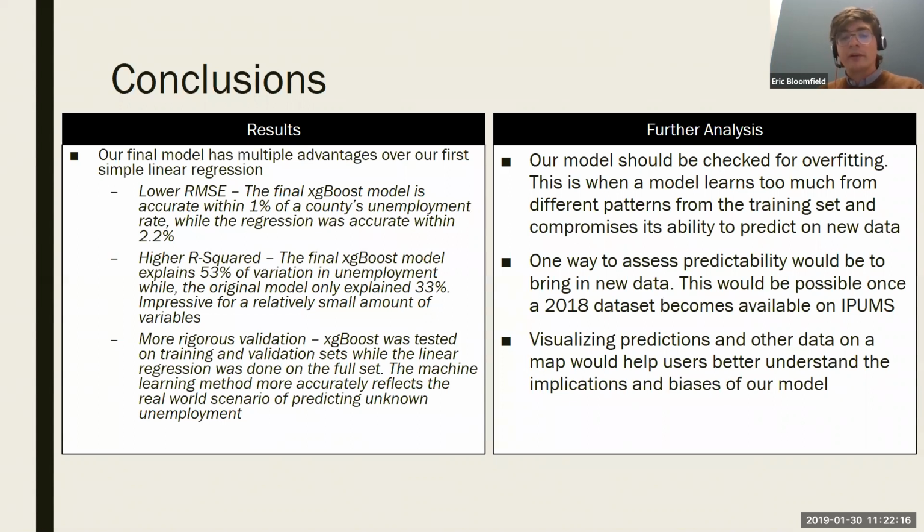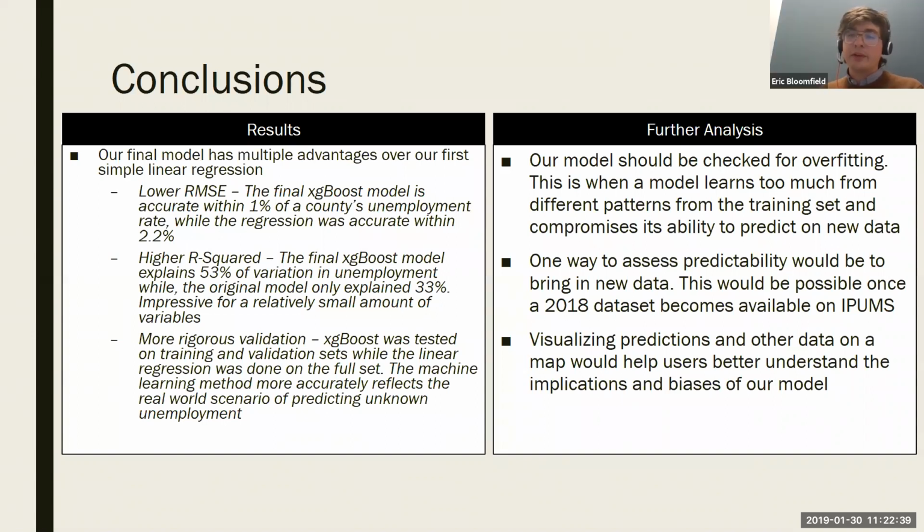We also have more rigorous validation. Our XGBoost machine learning model was tested on training and validation sets, while the linear regression was just done on the full set. So the machine learning method more accurately reflects that real-world scenario where we have new data coming in and an unknown unemployment rate, and we'd like to see where that will go in the future.